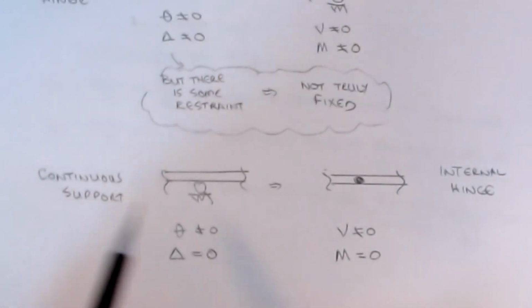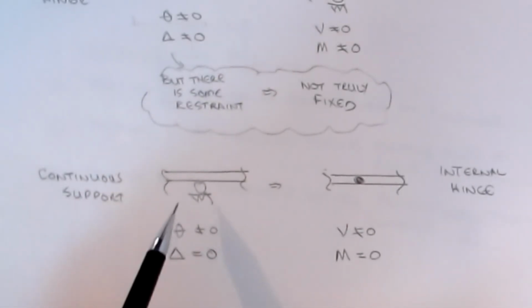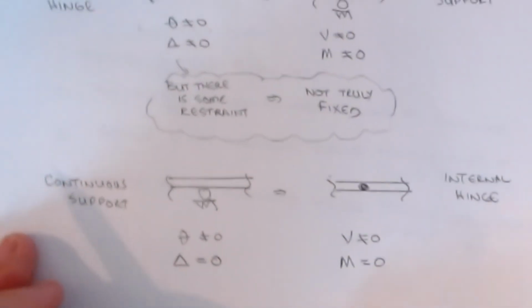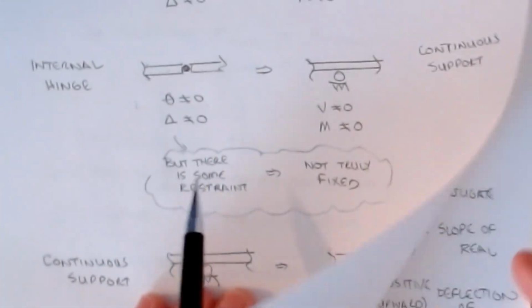So an internal hinge becomes a continuous support on the conjugate, and a continuous support on the real becomes an internal hinge on the conjugate. Okay, so that's what we have for those. Those are our methods, those are our 5. I think I said 6 earlier, but there's actually only 5.